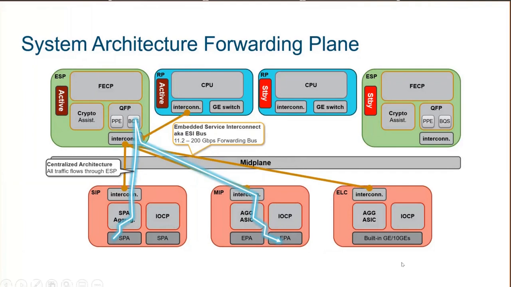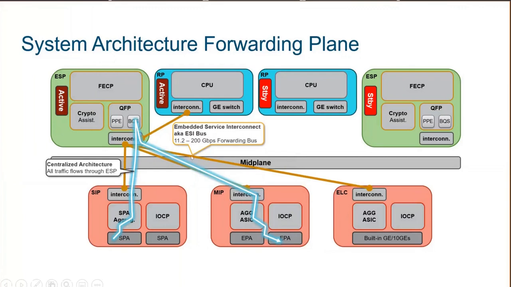If you see here, the SPA, as I was telling, will have some ports over there. You receive the traffic on the ports. It will be sent through the interconnect and the mid plane to the ESP, through the ESI bus, and from ESI it will be processed here in the QFP, and the outgoing interface is determined, and it can be on the same SIP or any other module as well.